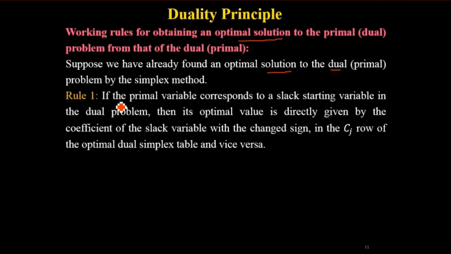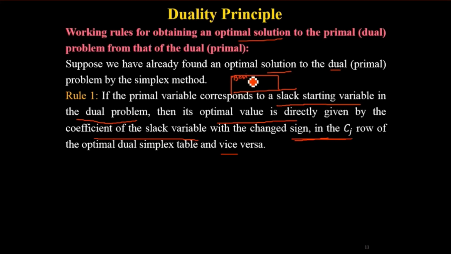what happens? Rule 1: if the primal variable corresponds to a slack starting variable in the dual problem, then its optimal value is directly given by the coefficient of the slack variable with the changed sign in the Cj row of the optimal dual simplex table, and vice versa. For example, if you have a table like that, in the table you have the basis. In the basis you have, let it be, slack variable s1. So s1 is having some value here, maybe in the optimal table. Let s1 be 5. Then you are solving the primal problem. So in the dual problem it will be -5. The solution will be considered -5.